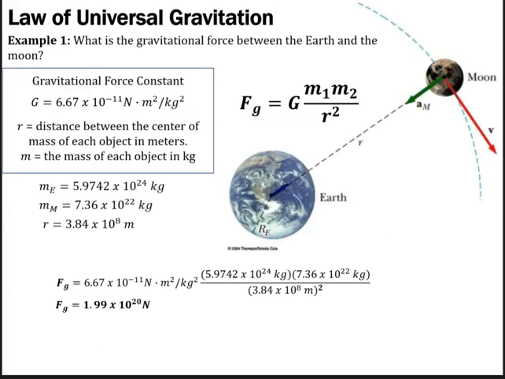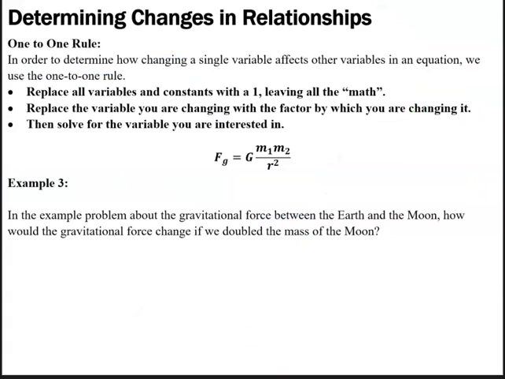Well, I could go back to the problem and I could find the mass of the Moon. I could multiply it by 2 and do all of my calculations. Once I got my new answer, I would take my new answer and divide by my original answer and find out what the factor was. But there's a simpler way we can do that. We can use something that we call the one-to-one rule.